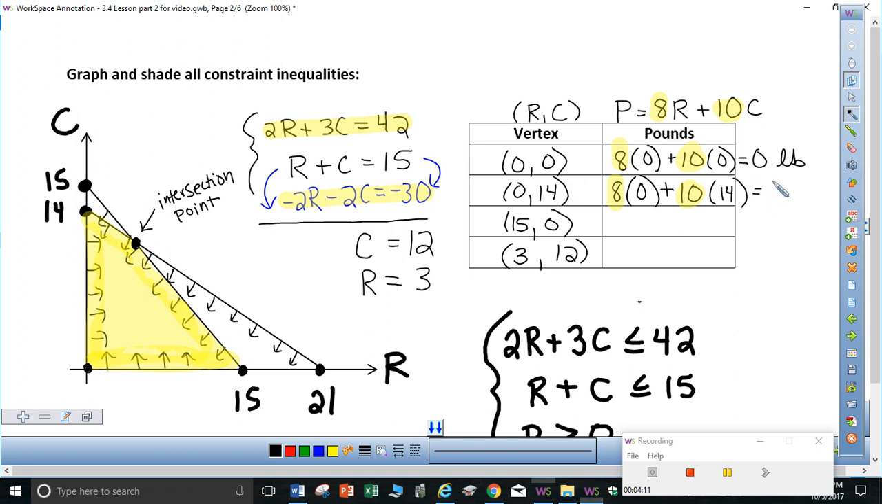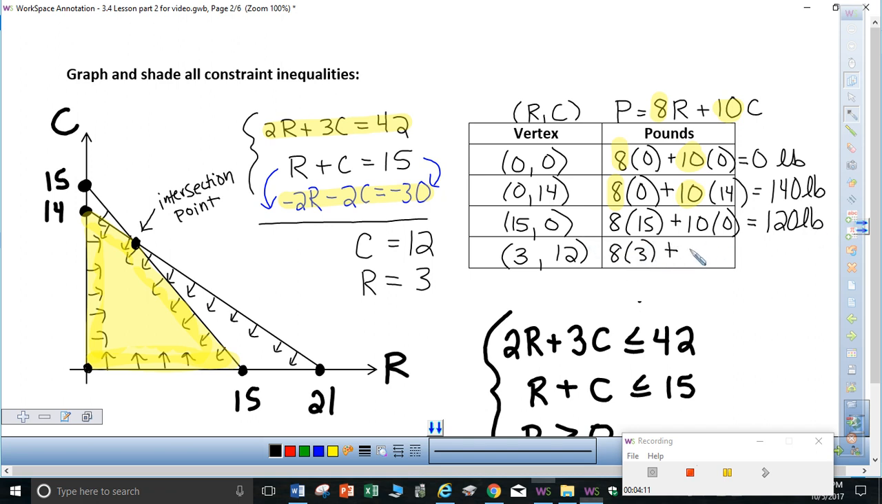All right, so 10 times 14. So that option is going to give us 140 pounds, which is certainly better than 0. But let's see what the other combinations give. The next one, we have 8 times 15 plus 10 times 0. And that ends up being, so let's think about this, 8 times 10 is 80, 8 times 5 is 40, 80 and 40 is going to be 120. All right, and then let's check our last combination.